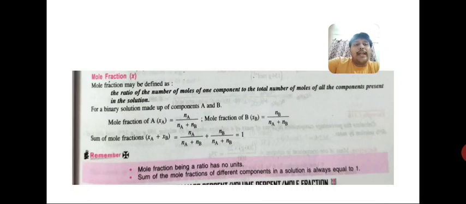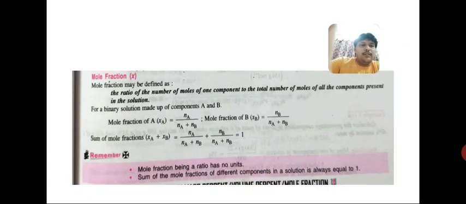now the next and the last concentration type is mole fraction. Okay students, so first of all, what is the definition of mole fraction? It is the ratio of the number of moles of one component to the total number of moles of all the components present in a solution.